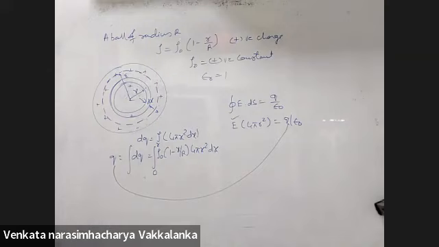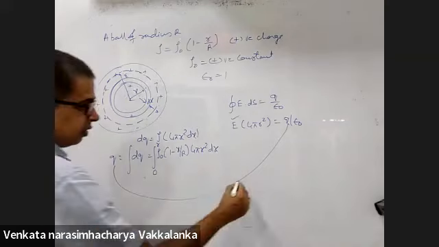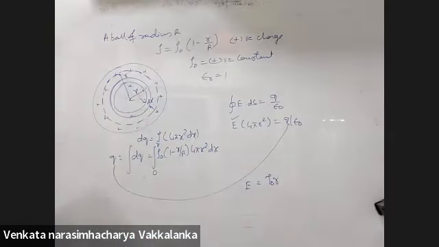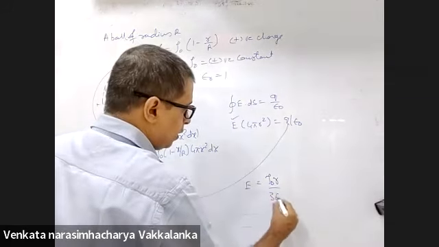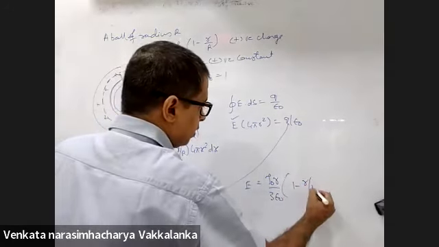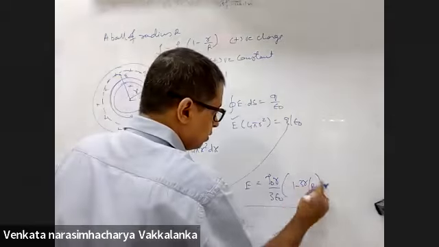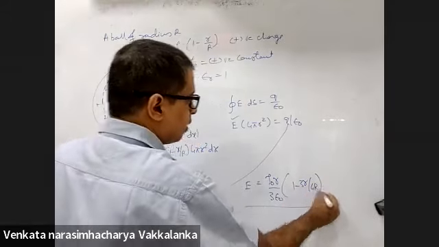Your answer in this case should be: the field is rho naught small r by 3 epsilon naught times 1 minus small r by capital R. Sorry, 3 small r by 4 capital R.